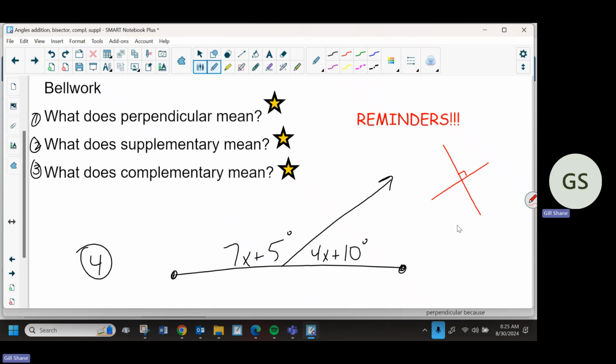Because if they form one right angle, every angle has to be 90. No exception to that. And we're going to go over why that's the case. Right now, just know that's what perpendicular means. Two lines that are perpendicular form 4 right angles. No exceptions. Supplementary means what?